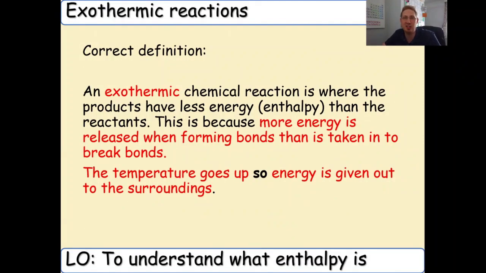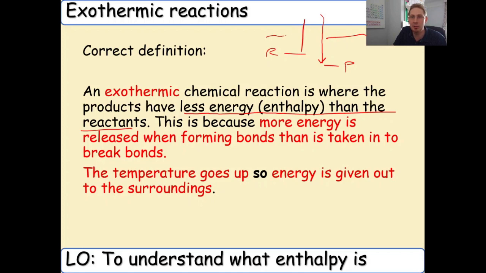So the correct definition of an exothermic reaction is where the products have less energy or less enthalpy than the reactants. Fine, it goes down in energy, reactant to product, because more energy is released when forming bonds than is taken in when breaking bonds. The temperature goes up, so energy is given out to the surroundings. It's important you get this the right way round. The temperature goes up and then the energy is given out. That's why it gets hot.